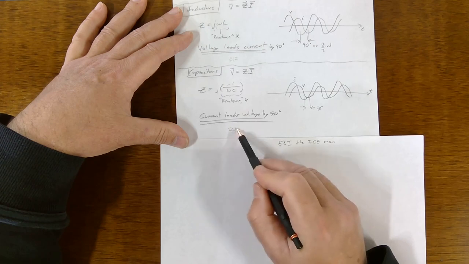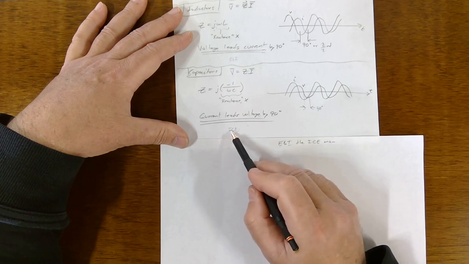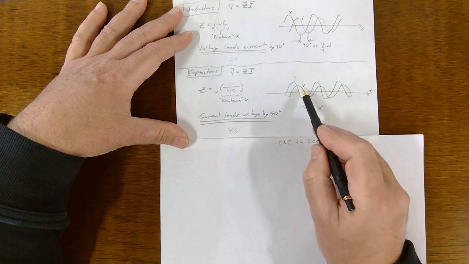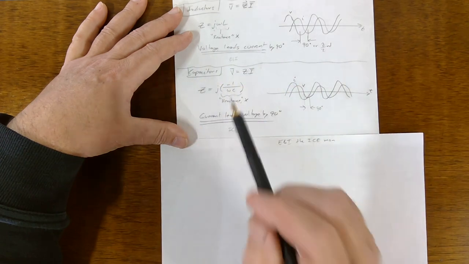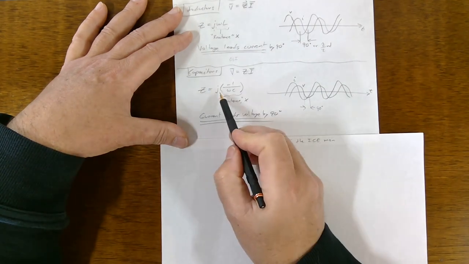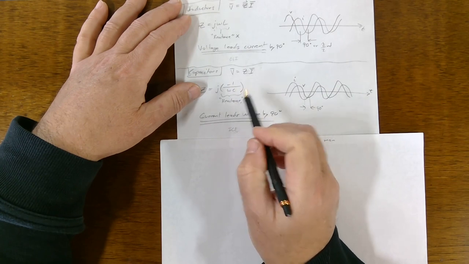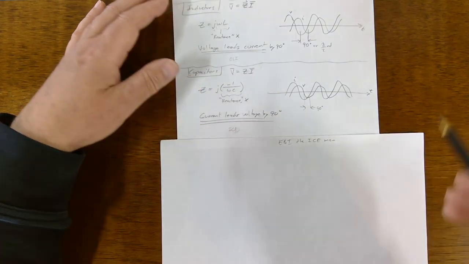ICE is a mnemonic. It's a way to remember that for a capacitive circuit, the current will be ahead of the voltage, as seen here. So the voltage will be somewhere, and the current will be exactly 90 degrees ahead of the voltage if it's purely a capacitive circuit. And for a capacitive circuit, the impedance Z will be given by j times the reactance X, and the reactance is minus 1 over omega C.